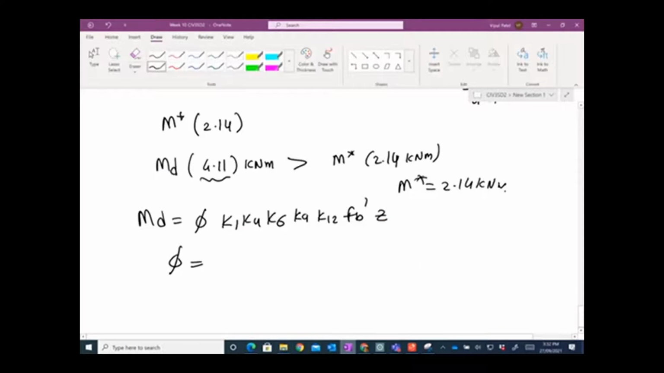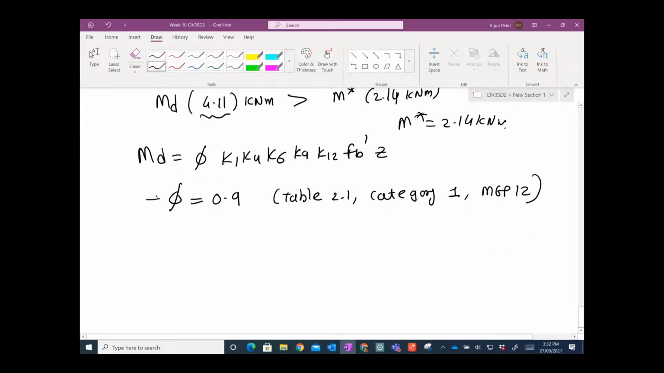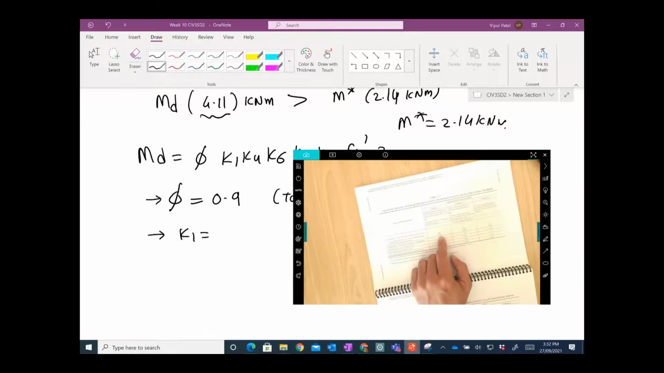So 0.9, table 2.1, category number 1 and MGP 12. Okay, so that's the information that we needed. Okay, K1, that is the question that students have asked, and I need to provide more information. All right, K1.